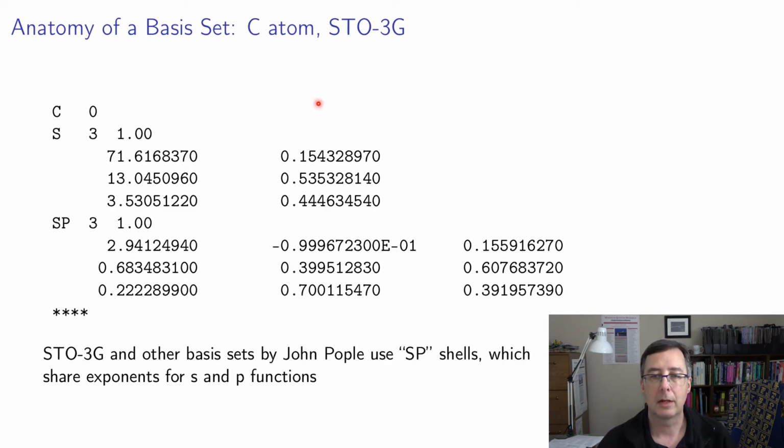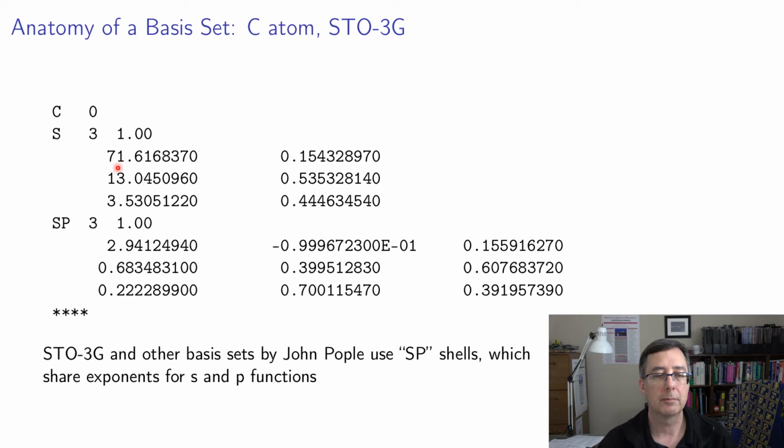Let's talk about STO-3G for a carbon atom. For a carbon atom, I put the symbol, and I put a 0. So there are now 2 sections in my basis set file. The first section describes the carbon 1s orbital, okay? And that is described by 3 Gaussians because it's STO-3G.